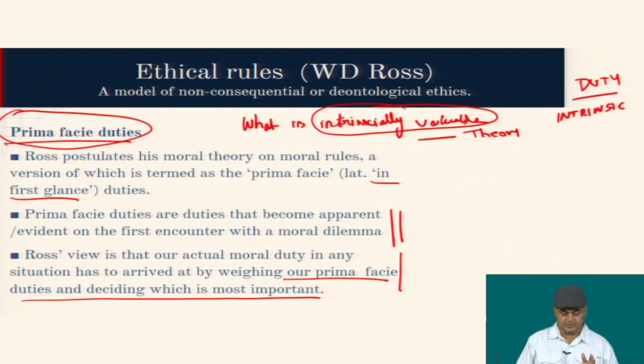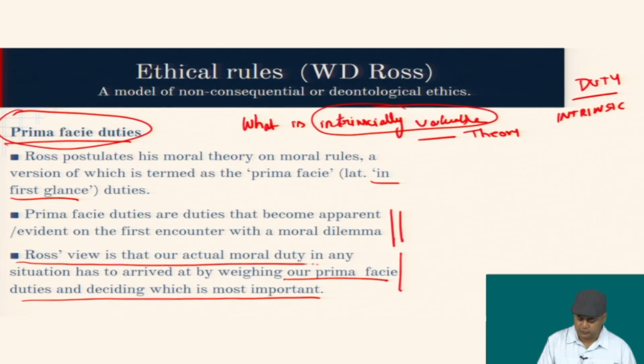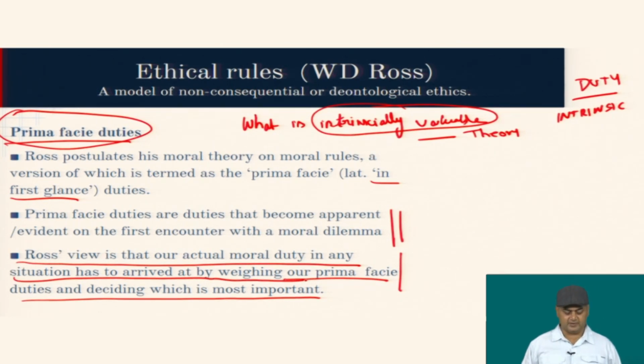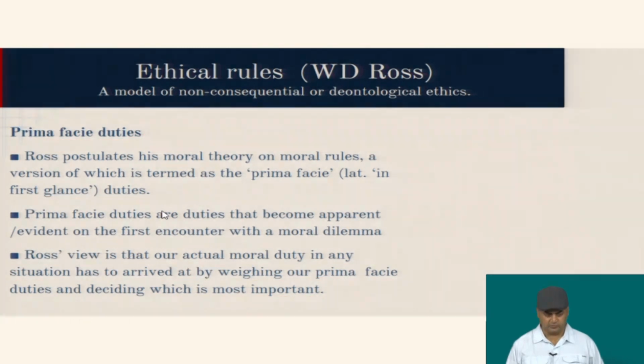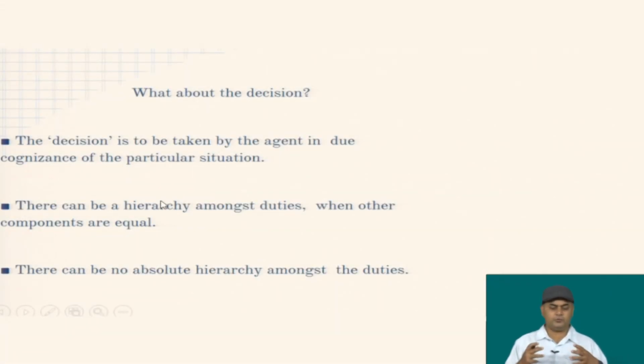So, Ross' view is that our actual moral duty in any situation has to be arrived at by weighing our prima facie duties and deciding which is the most important, right. So, how does this come out to be? Let us say, how do you take a decision?